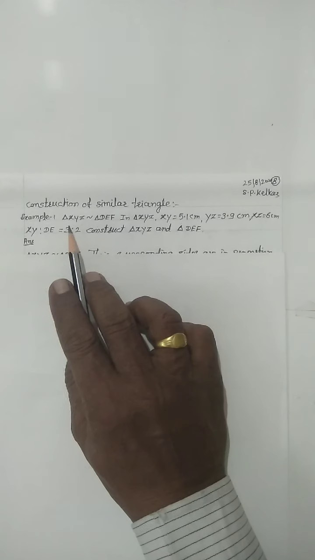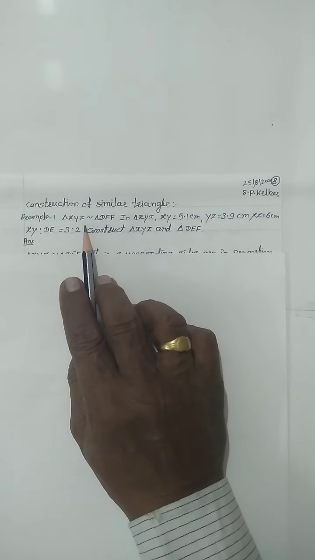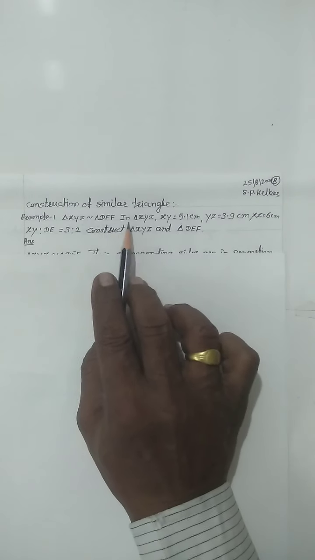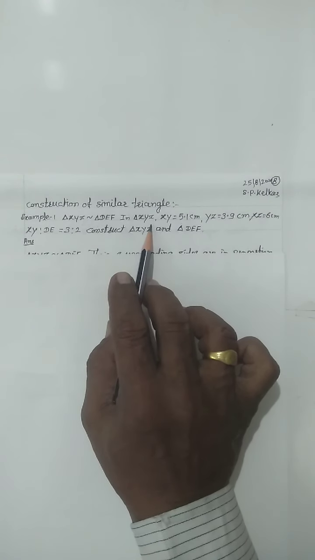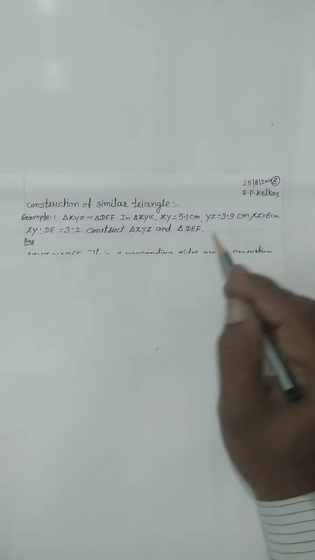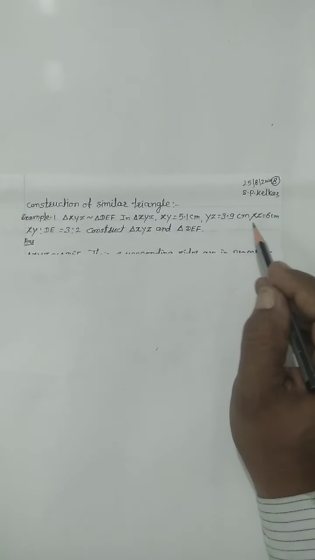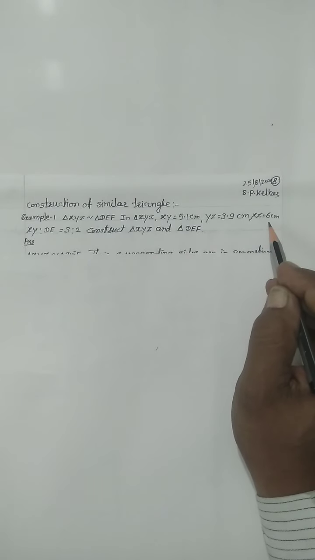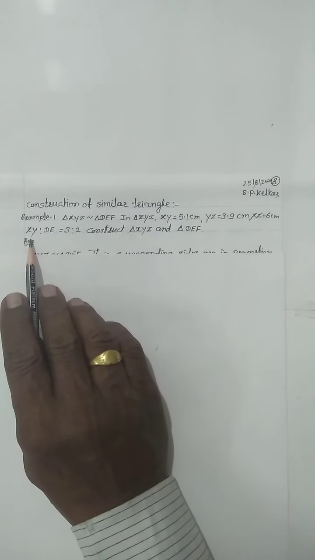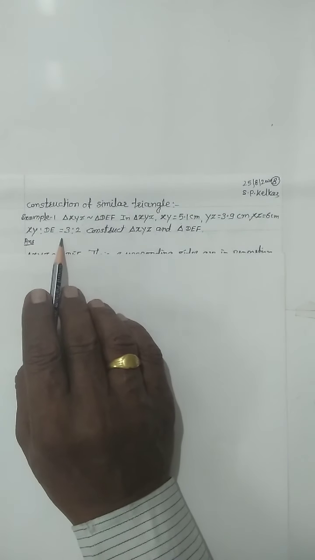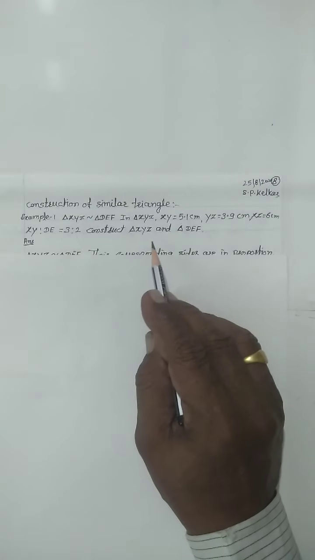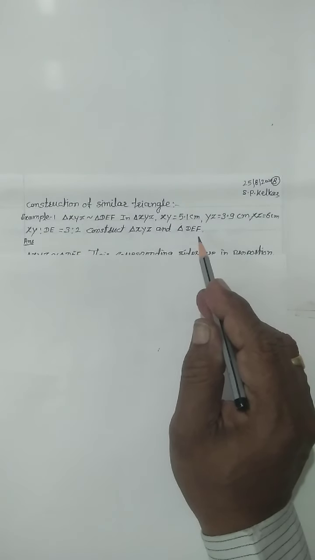Example: triangle XYZ, similar triangle DEF. In triangle XYZ, XY equal to 5.1 centimeter, YZ equal to 3.9 centimeter, XZ equal to 6 centimeter, and ratio of the sides XY is to DE equal to 3 is to 2. Construct triangle XYZ and triangle DEF.